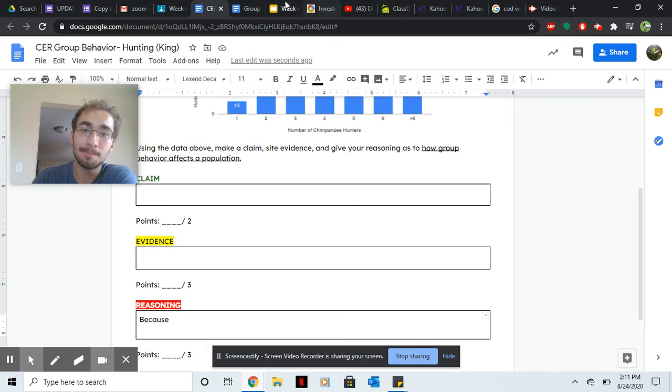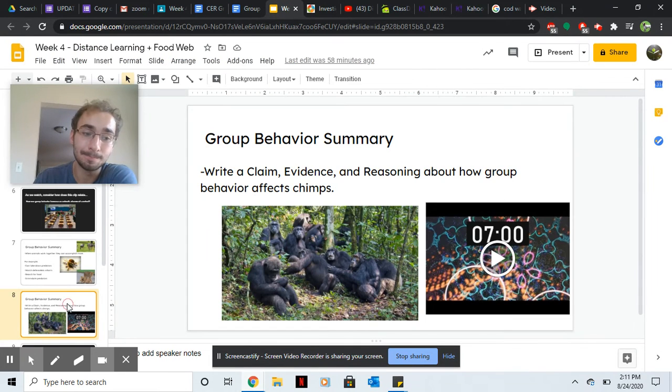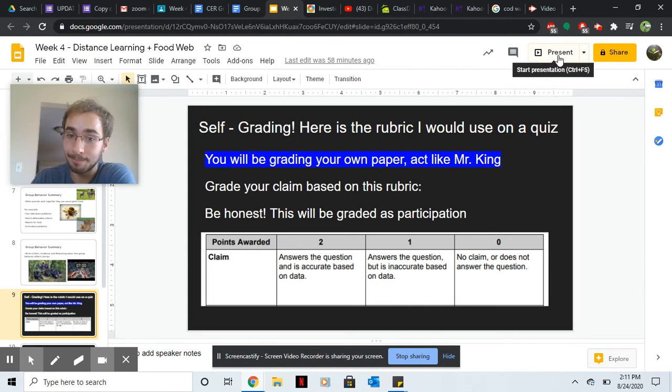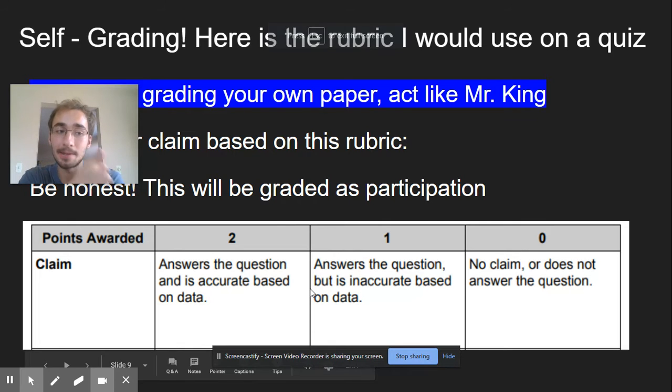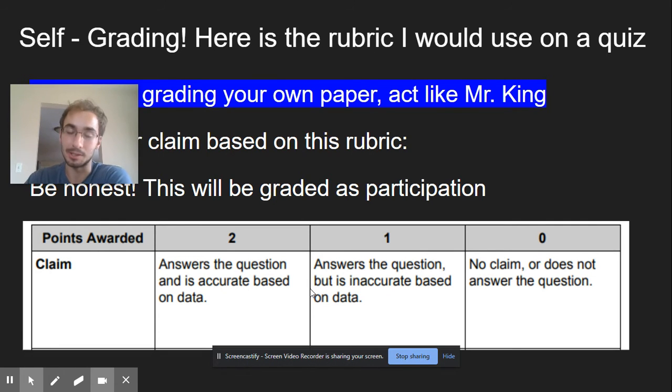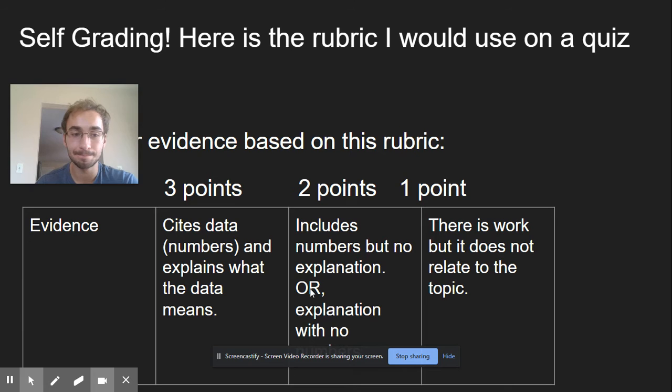After you've answered them, here is how I grade it. Claim, 2 out of 2 would be you answer the question. So like you say, group behavior benefits the entire population. That would be 2 out of 2. You answered the question. Or I could say working in a group helps the chimps. That would be 2 out of 2 claim.